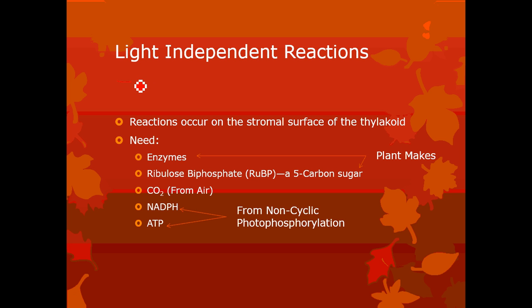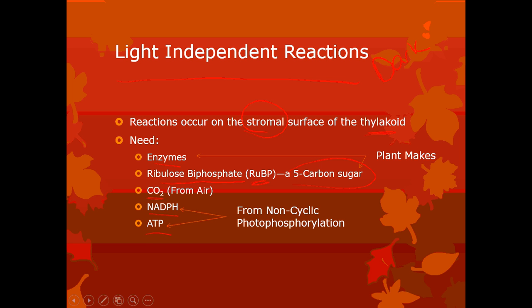Then we go to the light independent reactions, or sometimes called the dark reactions. This actually occurs in the stromal surface of the thylakoid, so not inside the membranes. Need to have enzymes, ribulose bisphosphate, or RuBP, which is a type of sugar, carbon dioxide from the air, NADPH, and ATP.